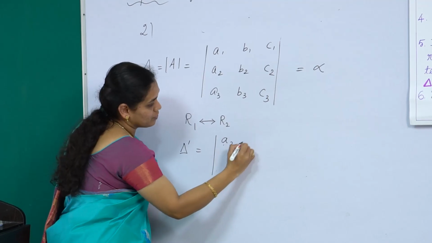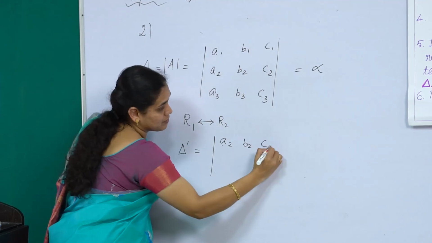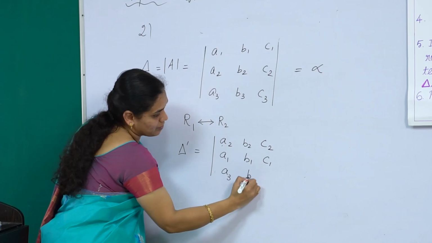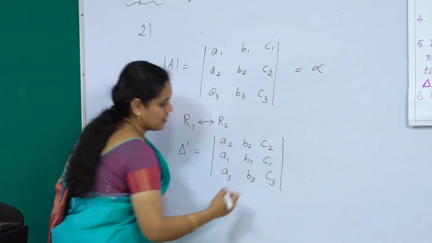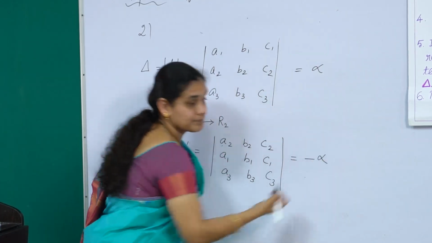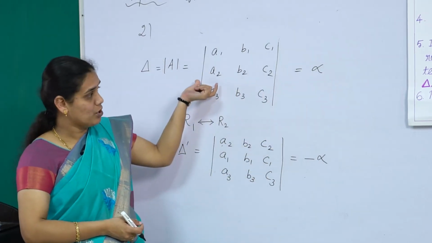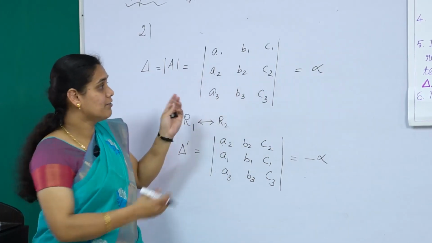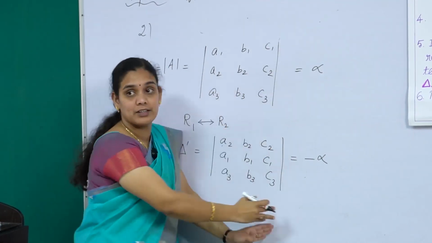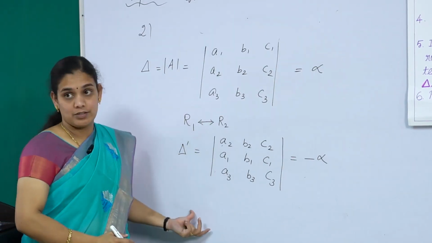So this will be A2, B2, C2, that is R2 will go here and R1 will come here, then A1, B1, C1, A3, B3, C3. What may be this value? This is equal to minus alpha, the negative of this value. It happens for any 2 rows or any 2 columns. If we interchange C1 and C3 also, we get similarly. You can check this by taking simple determinants and finding out.